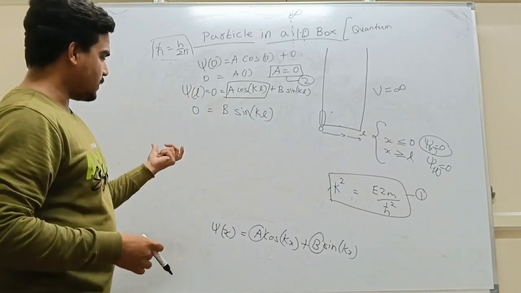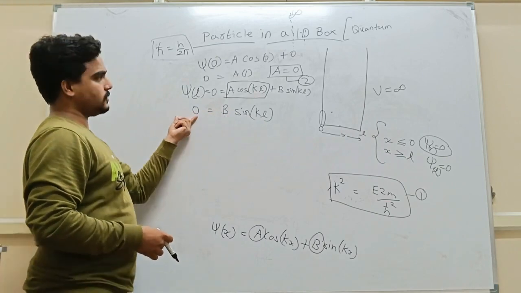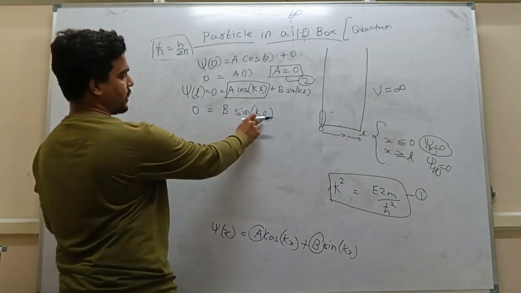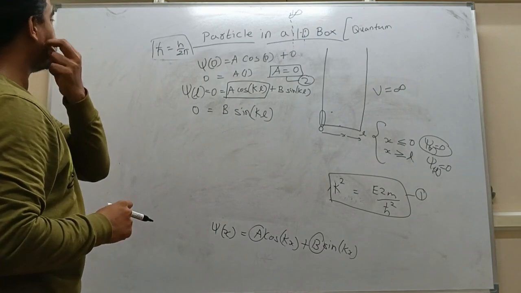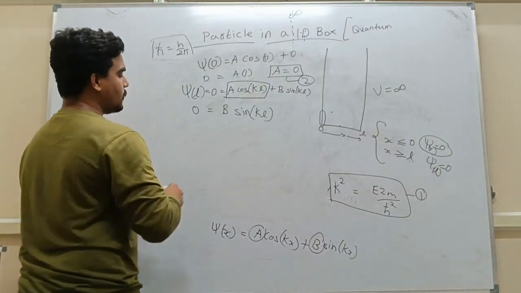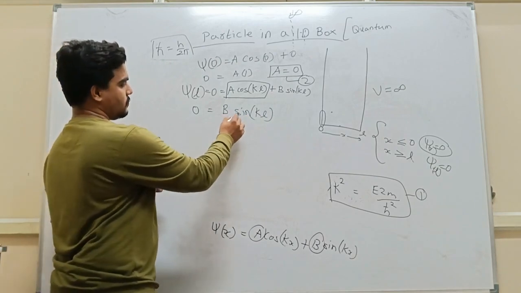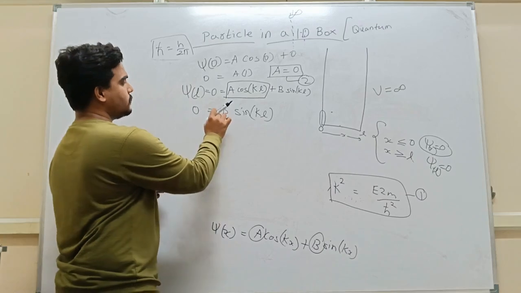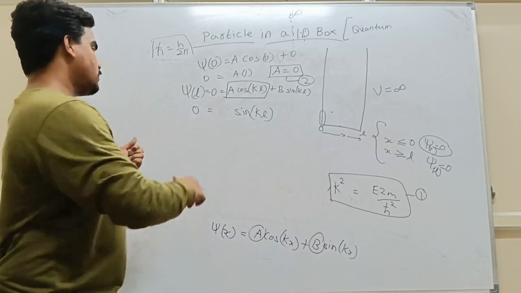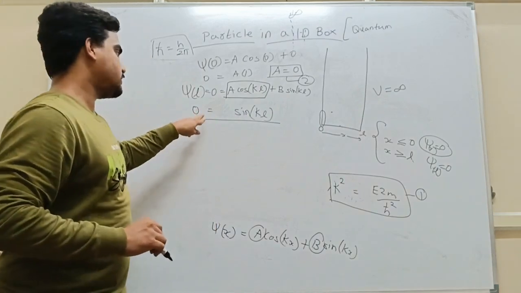Now see, what does this indicate? That b into sine value will become 0. So when does this value become 0? This we have to find out. B is a constant, and a constant into anything will be 0 only if the sine is 0. So now we have to define when and where the value of sine will be 0.